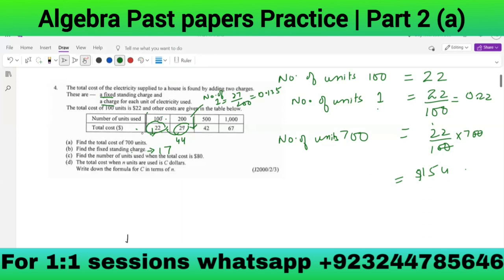Okay, find the number of units used when the total cost is $80. We know that when the number of units is 1, the cost is 0.22. So when the total cost is $80, what will be the number of units used? We can cross multiply the number of units and cost. If the number of units is 1, the cost is 0.22, and if the cost is 80, what will be the number of units?